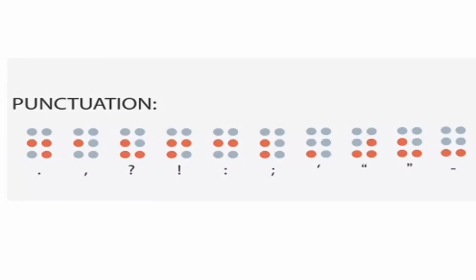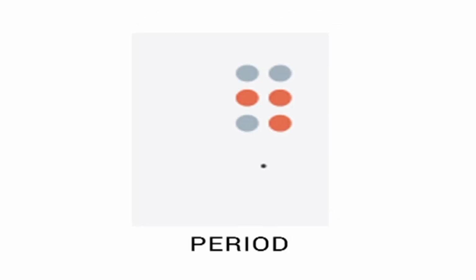Punctuation is similarly composed of a combination of these 6 dots in a single cell. A cell consisting exclusively of a single dot on the bottom right indicates that the letter that follows is capitalized. A period is composed of the bottom right hand dot and the 2 dots in the second row. This is the same as the letter D, only moved down 1 row. Similarly, an exclamation point is formed by moving the letter F down 1 row.